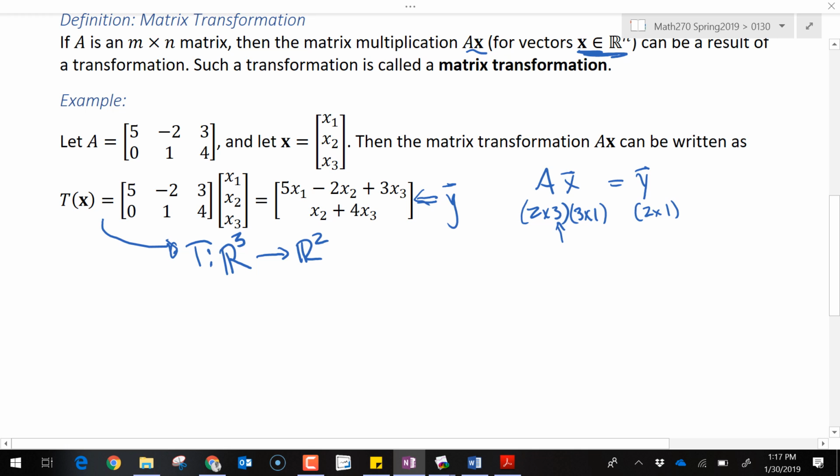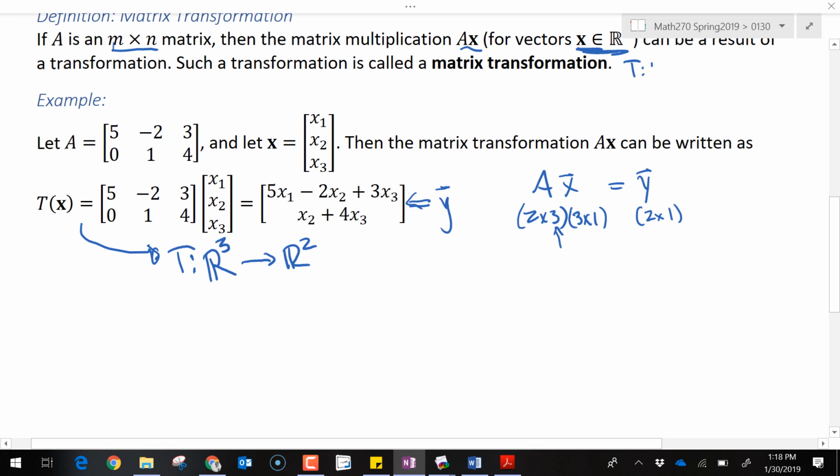And remember, make the connection between the functions going from R something to R something and the size of the matrix. If you have an M by N matrix, then your transformation is going to go from R what to R what? N to M. Okay? That's how the transformation is going to work.